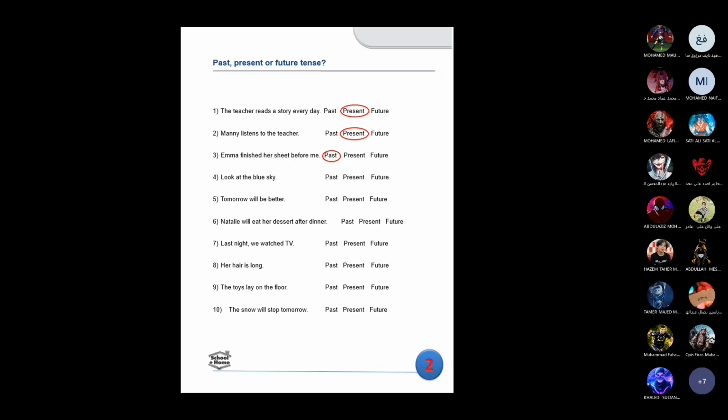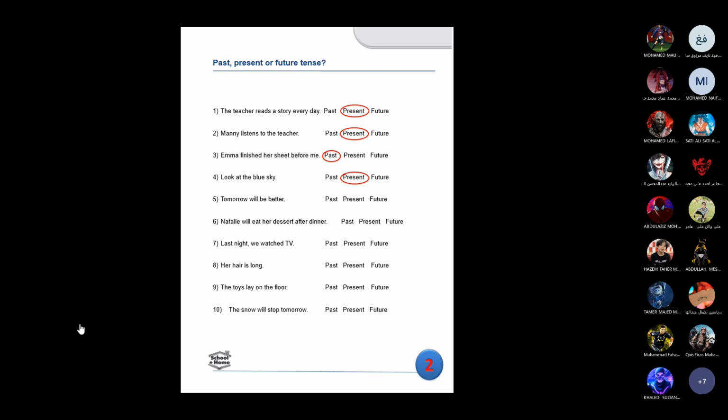Okay, number 4. Look at the blue sky. Okay, what is the verb? Look. So it's what? Present, past, or future? Present. Yes, excellent. So that verb look is present here, guys. I know the sentence is imperative, but it refers to that moment, so it's present.